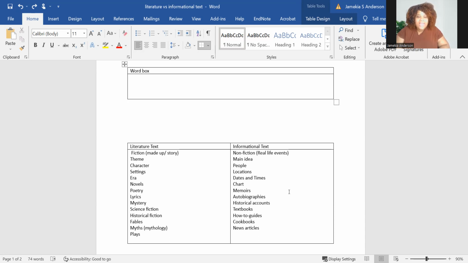where they can pull it out and say, okay, well, we're looking at informational text. So what are some of the things that we should be looking at? And as always, when I'm doing literature, we should always know the character, the setting, and then the problem.